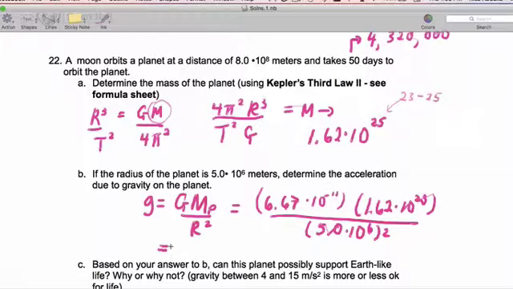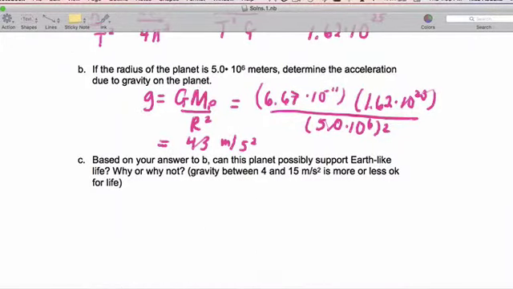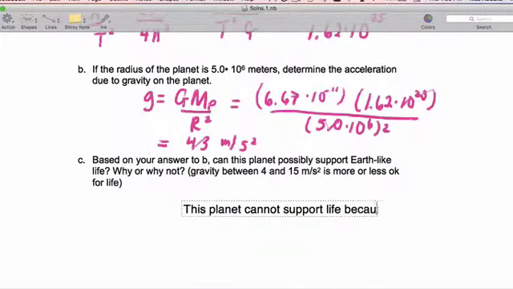So 6.67 times 10 to the negative 11th times 1.62 times 10 to the 25th divided by 5 times 10 to the 6th squared is giving us a gravity of 43 meters per second squared, which means this planet cannot support life because gravity is too large.